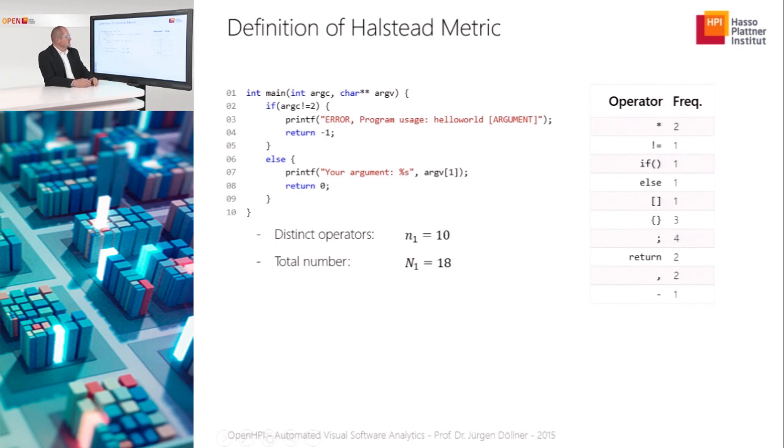These are represented as operators in the Halstead metric, and we can simply count the frequency with which these operators occur. So we have a total number of distinct operators of 10, and the total number of used operators is 18. Now let's go on to the operands. Here we have 11 distinct, and the total number is 16.